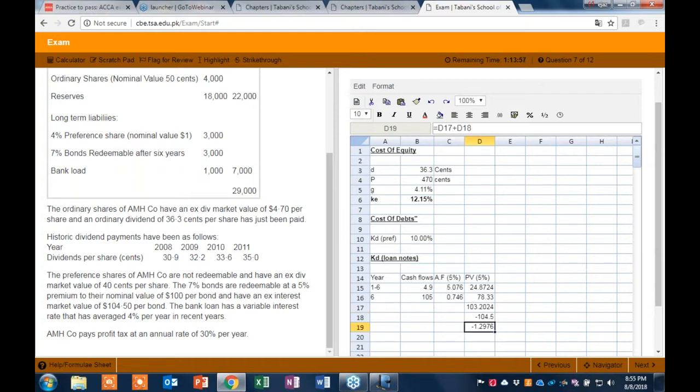The NPV here is already negative. So we have to reduce the discount rate further to get the positive NPV, because we already got the negative NPV. So let's take 3%. So can I have the annuity factor for 3%? 5.417. Okay, let's calculate the present value, multiply it with the cash flows.